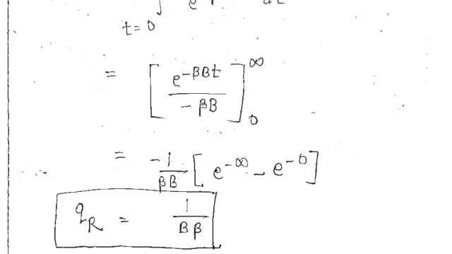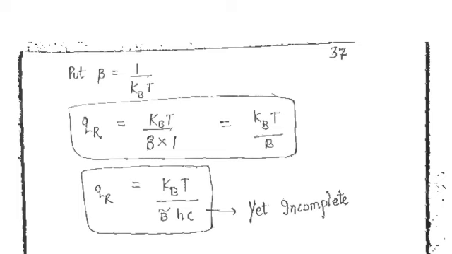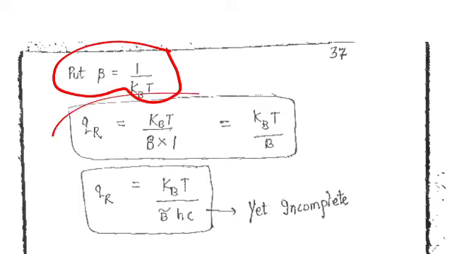Now putting the value of beta as 1 upon k_B T, we get this final expression, and if you put B as Bhc, you will get this one. So we just put the value of beta in the previous expression, and you reach k_B T upon B, or B in joules, or Bhc in centimeter inverse. But one more thing, this expression is still incomplete.